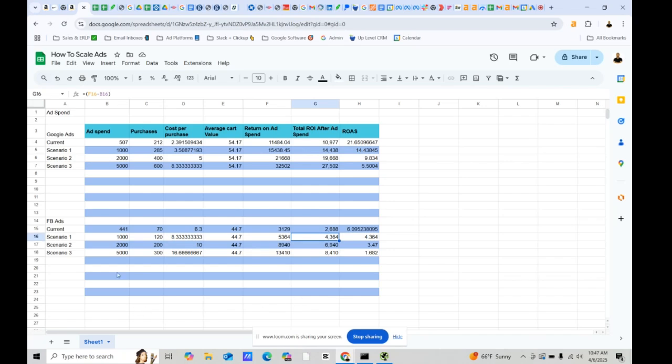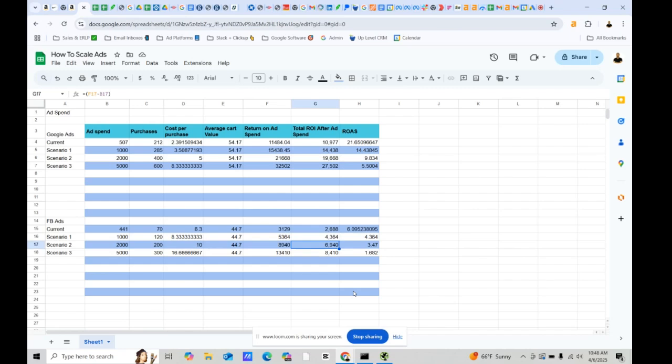Let's scale again. So let's say we double ad spend again. Okay, once again, are we going to get twice as many? Are we going to get 240 conversions? Probably not. Okay, so let's say we get 200. That would increase our cost per purchase to $10. Average cart value stays the same. Return on ad spend is approximately $8,940. We take out the $2,000. Once again, we've made nearly $7,000 as opposed to $2,688. Right. Once again, ROAS has now dropped to 3.47, and now we'll try it again.